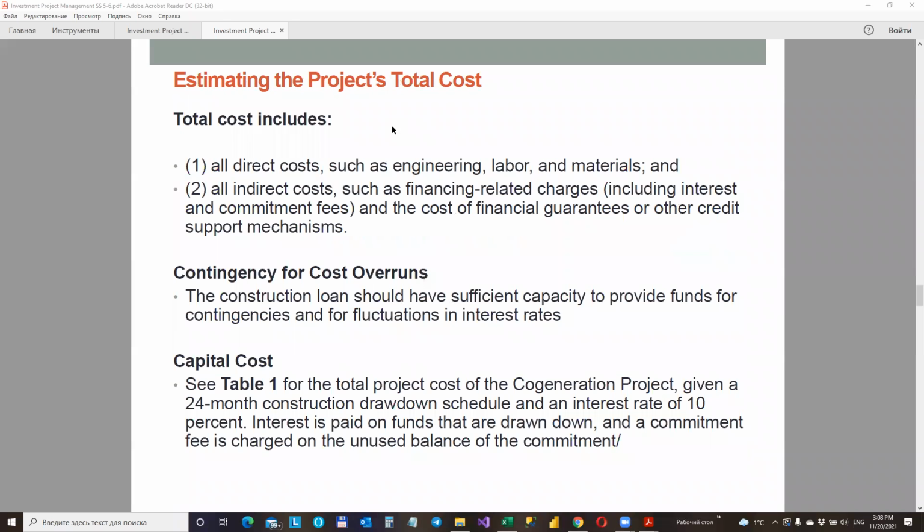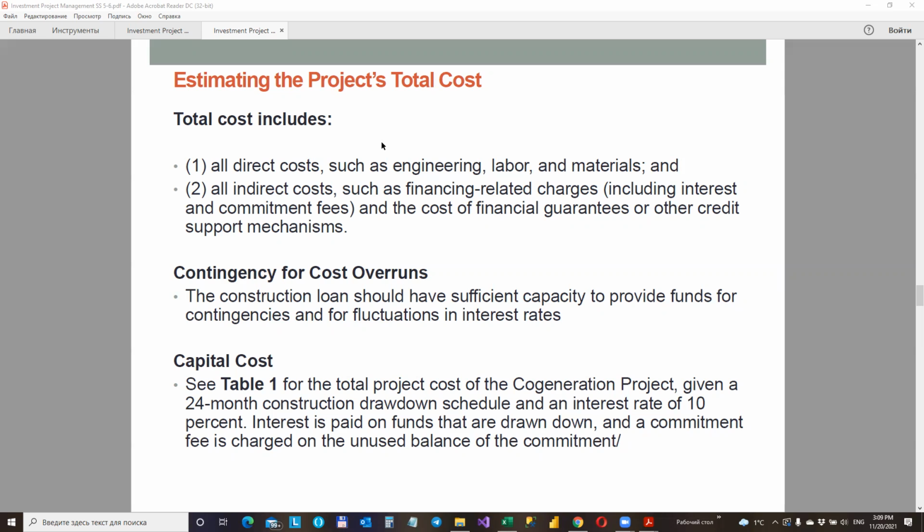What should we do next? We should estimate the project total costs. Financial modeling plays an important role in project evaluation. Lenders are concerned about the timeliness of the project debt service payments, and equity investors are concerned about the adequacy of their returns. Cash flow modeling is used to address both sets of concerns.